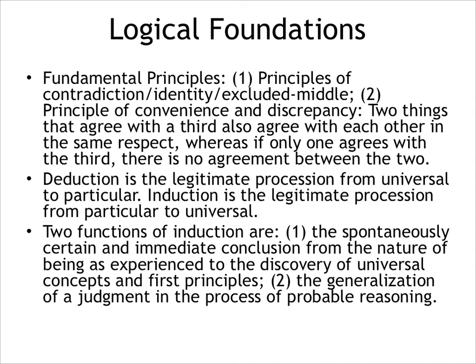Okay. Now, principle of convenience would be a little harder to see. Two things that agree with a third also agree with each other in the same way that they agree with the third. Okay? Whereas, if only one agrees with the third, there's no agreement between the two. So to give an easy example, if A is B and C is B, obviously A is C.